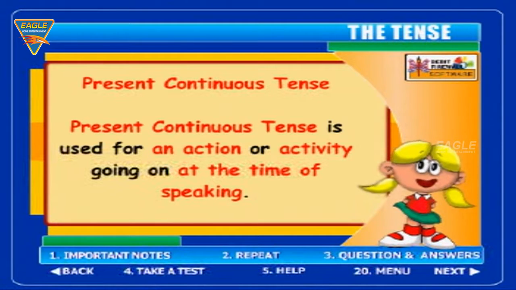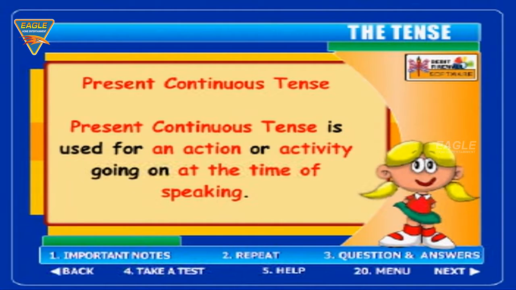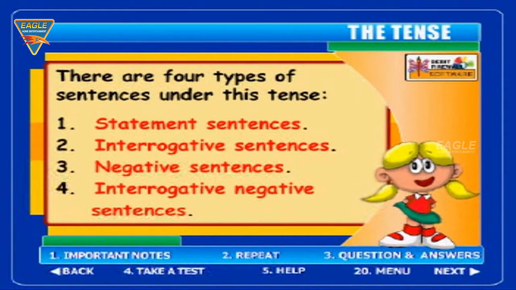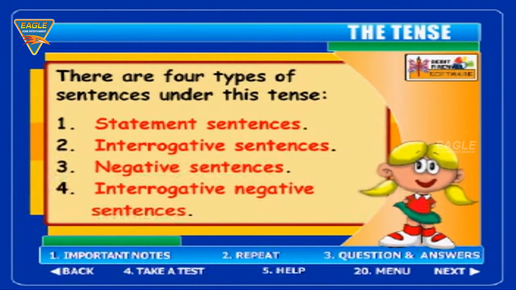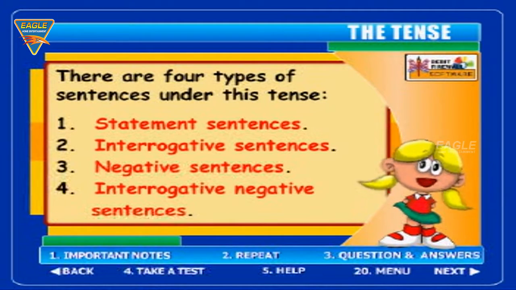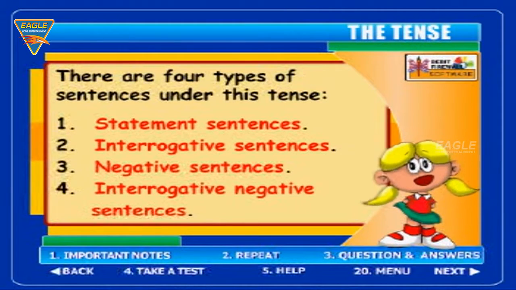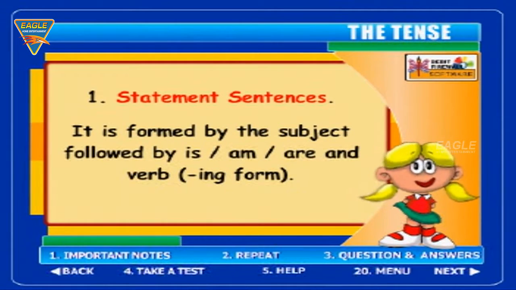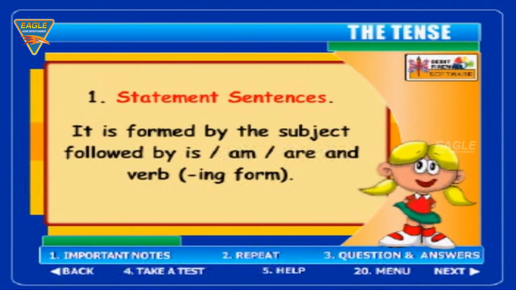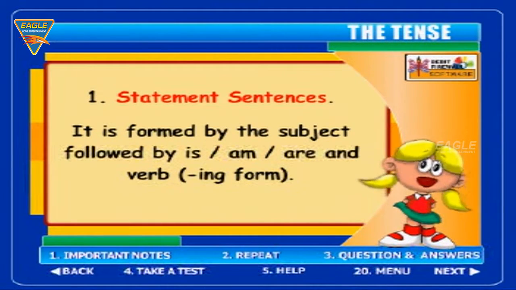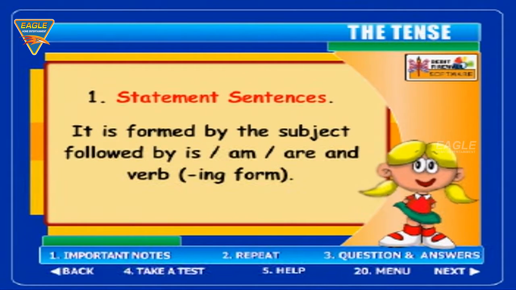Present continuous tense. Present continuous tense is used for an action or activity going on at the time of speaking. There are 4 types of sentences under this tense: statement sentences, interrogative sentences, negative sentences, interrogative negative sentences. Statement sentences. It is formed by the subject followed by is or am or are and verb, that is ing form.